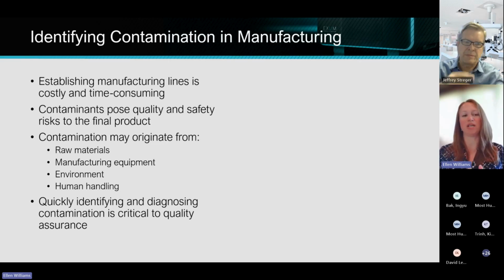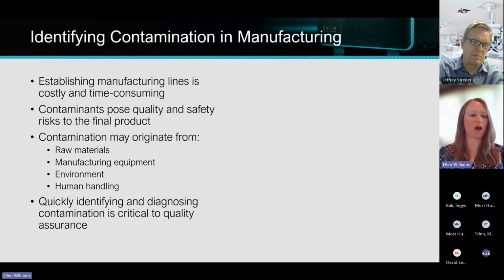When it comes to contamination in manufacturing, we know that establishing and standing up a line is a very costly and time-consuming process. And when we think about some of the common defects that we have to work through as we're standing up that line and increasing its efficiency, contaminants are one of those major issues that can cause either quality problems or potential safety risks. You think about shorts and potential fires that can happen in a battery cell. So it's very important to not only identify that your contaminants are there, but also to quickly diagnose where they're coming from so that you aren't having that problem systematically in your manufacturing line.